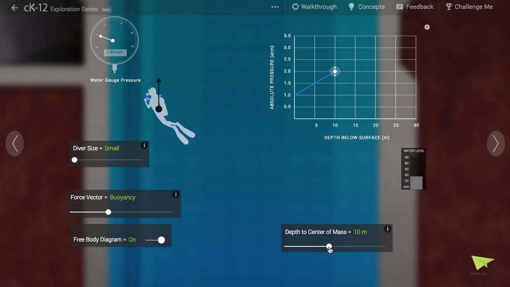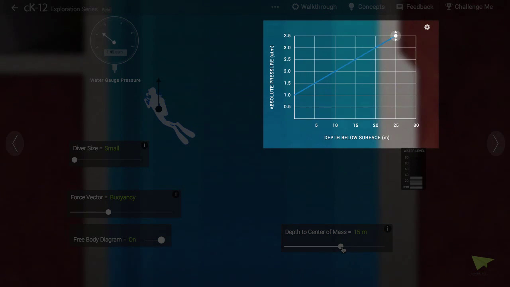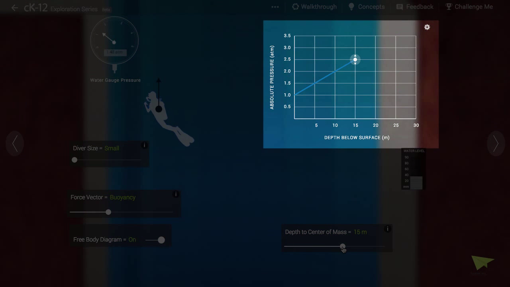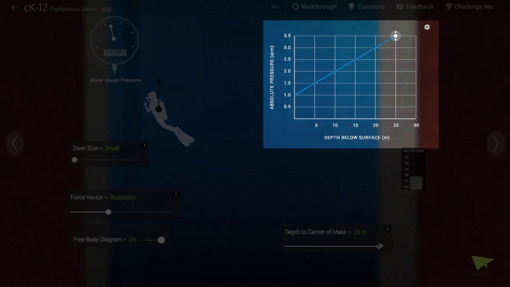And this might seem strange. After all, you might know that the water pressure does increase with depth. As the diver goes deeper, we can see in the graph at right that the pressure does increase. Shouldn't a diver then feel more force as she descends to higher and higher pressure?